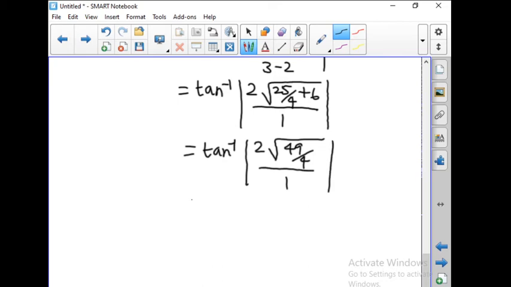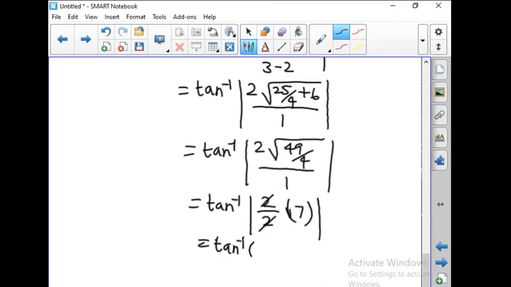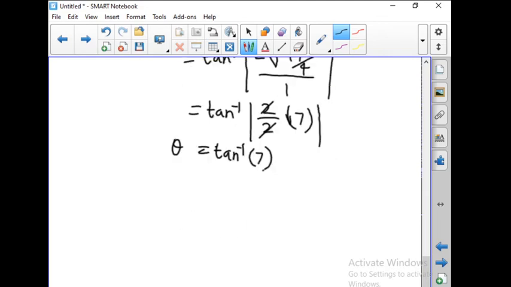1 கூட எடுத்துறலாம். So tan inverse of root குள்ள இருந்து நீ 4 எடுத்தினா 2 divided by 2 root of 49, that is into 7. So 2 and 2 will get cancelled. Answer is tan inverse of 7. So this is the angle between the pair of straight lines.